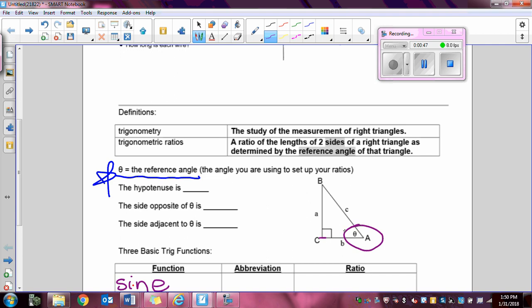And my second step is to label my sides. So the side opposite of theta, or angle A, is little a. So I'm going to write opposite. The side that is the hypotenuse, you guys should know this by now. I'm going to try to always make it red. It is opposite this 90-degree angle. So my hypotenuse is C, right? Hypotenuse.